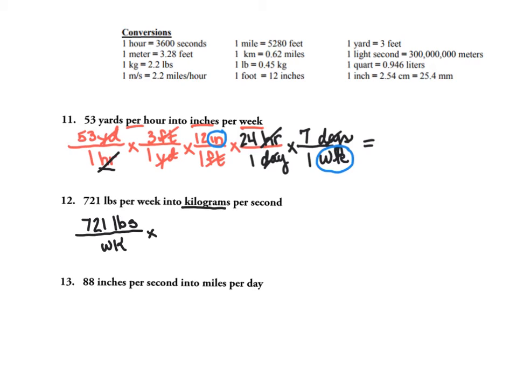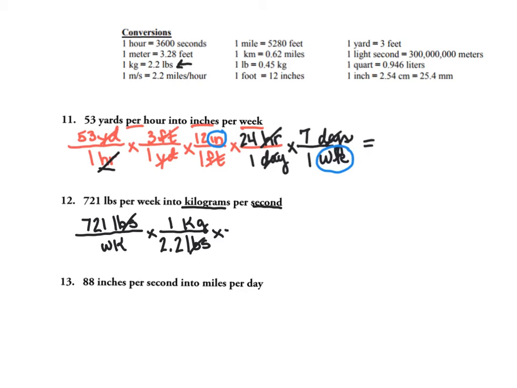So right up here, I see that 1 kilogram is the same as 2.2 pounds. And I want the pounds to cancel, so I'm going to put pounds on the bottom, and I'm going to put kilograms on the top. And if I have 1 kilogram, I have 2.2 pounds. Okay, so I've gotten rid of my pounds. I'm in kilograms per week, but they asked for kilograms per second.